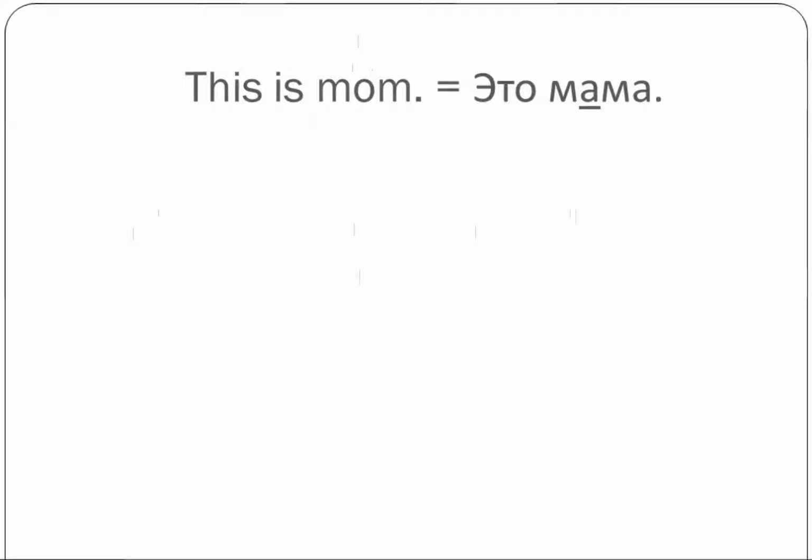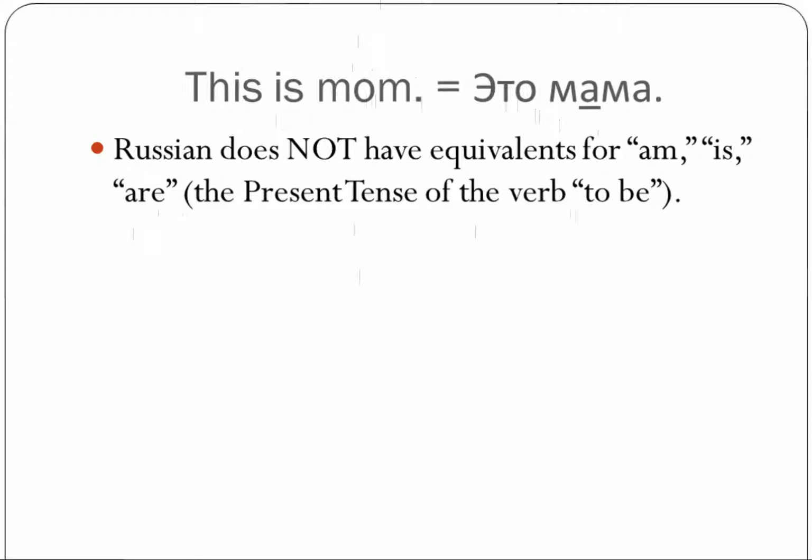So let's say the answer to the question, who is this, is mom. So notice again how in the English version of the sentence there are 3 words, and in the Russian version there are only 2. Это мама. And again, the reason for that is the same. There is no am, there is no is, and there is no are in the Russian language. We do have past and future of the verb to be, so we do have equivalents for was, were, or will be, but in the present tense we don't use any verbs.